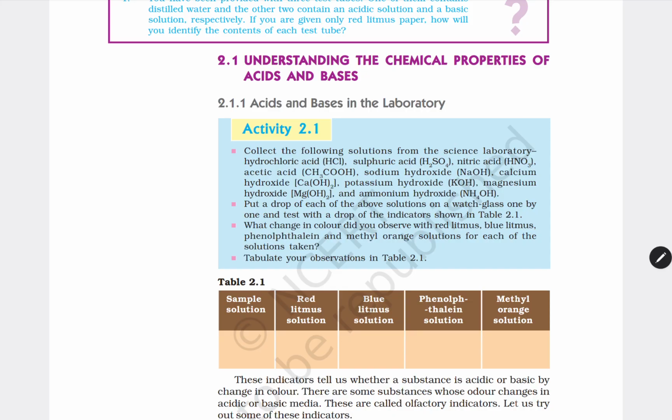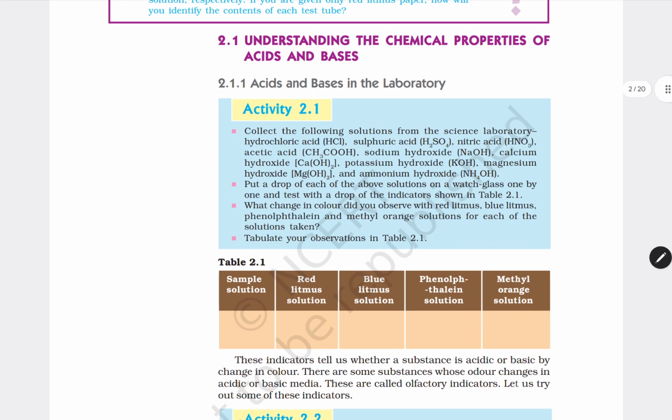Now for the first one, red litmus, we have to check whether red is turning to blue or not, and we have to check whether blue is turning into red for each one. If it is phenolphthalein, observe the color changes in the acidic and basic media, how it is going to change the color. Now you need to take the records, right?